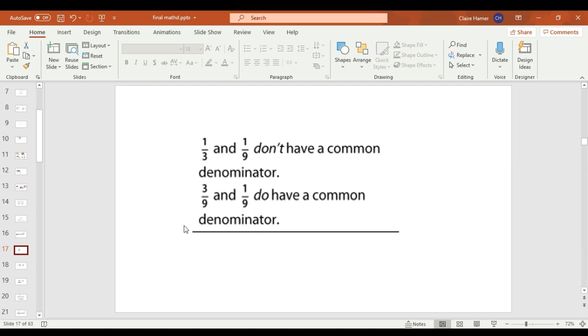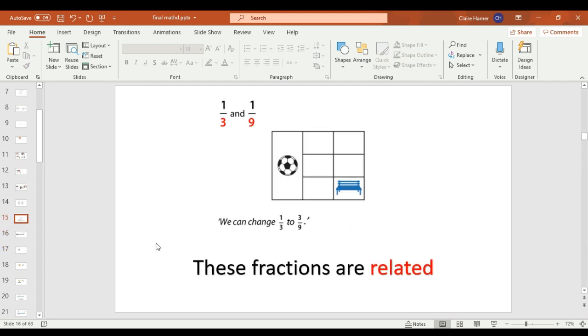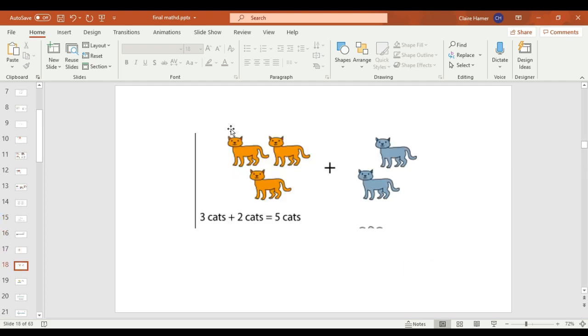Hang on, let me go back. So here we can see that we can change 1/3 into ninths, and then they both have the same denominator. We don't have to change both fractions. I'm not making much sense now, so let me move on. It'll make sense in a moment.